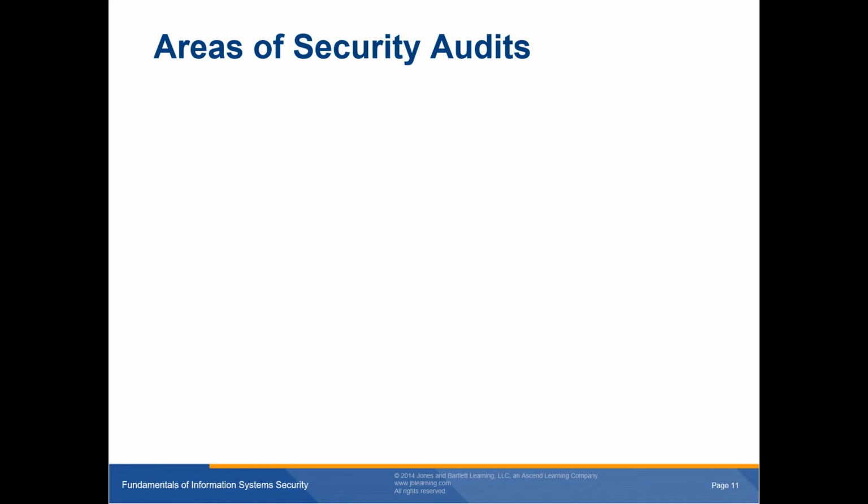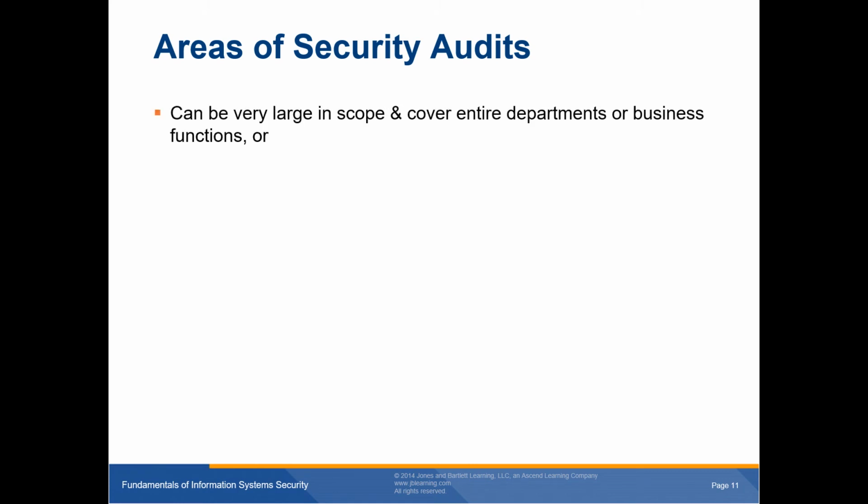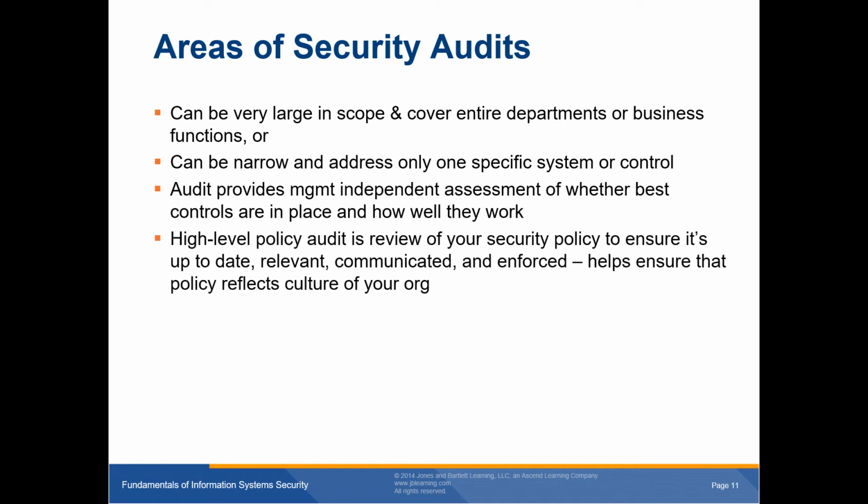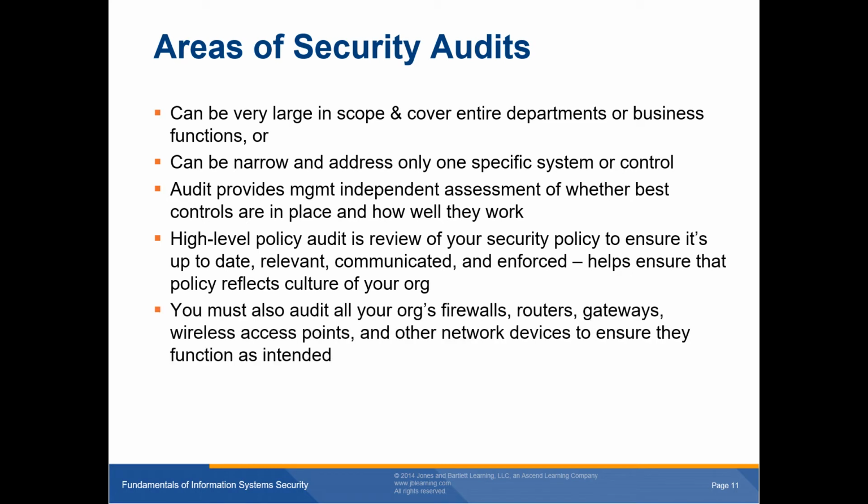Areas of security audits. They can be very large in scope and cover entire departments or business functions, or can be narrow and address only one specific system or control. Audit provides management independent assessment of whether best controls are in place and how well they work. High-level policy audit is a review of your security policy to ensure it's up to date, relevant, communicated, and enforced. It helps ensure that the policy reflects the culture of your organization. You must also audit all your organization's firewalls, routers, gateways, wireless access points, and other network devices to ensure that they function as intended.